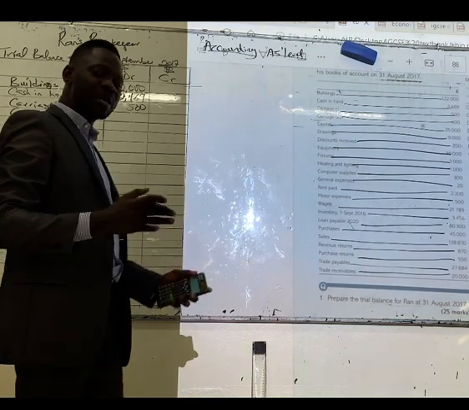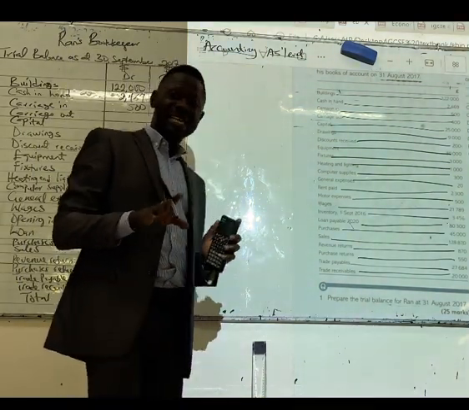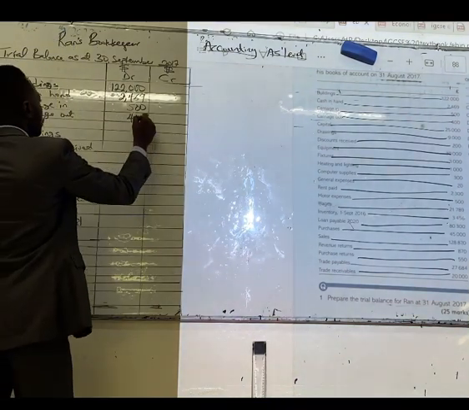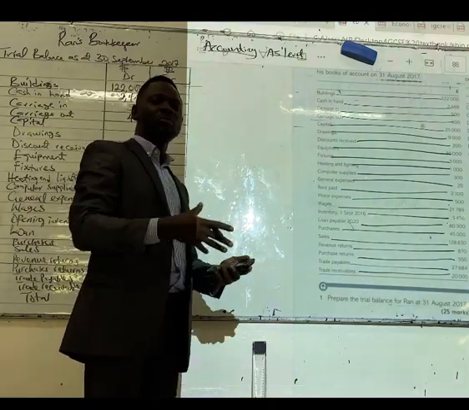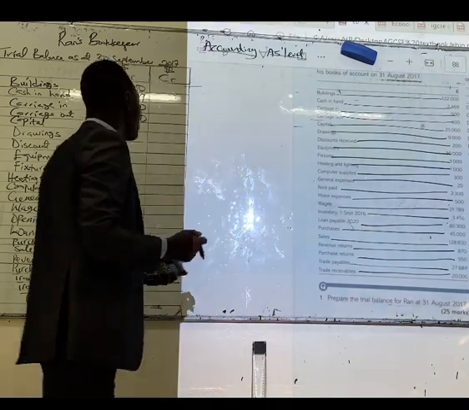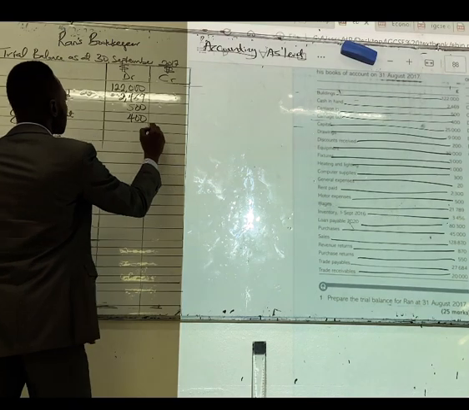Carriage outward is part of our overheads, so it's an expense also, so it's going to be on the debit side of our trial balance. Carriage out 400. Then we have capital. Capital is the amount of money the owner of the business has given to the business. That means the business is owing the owner of the business. It's going to be a credit entry in the trial balance. Capital 25,000.